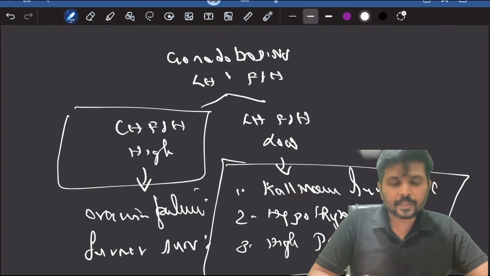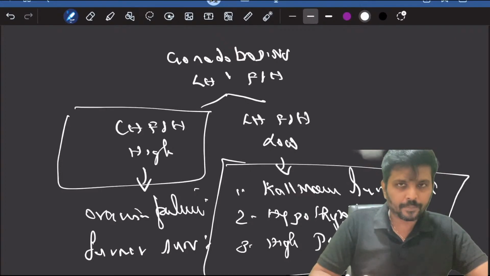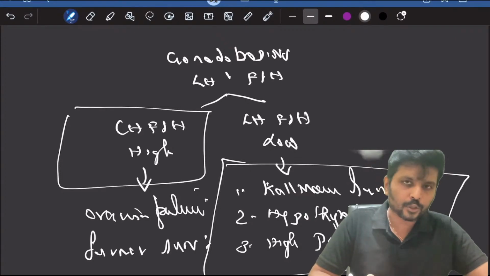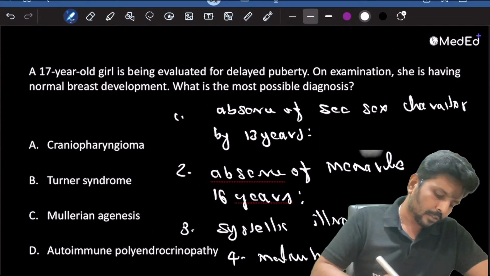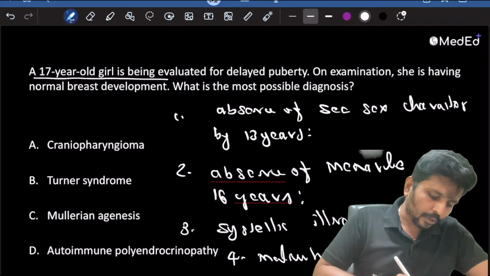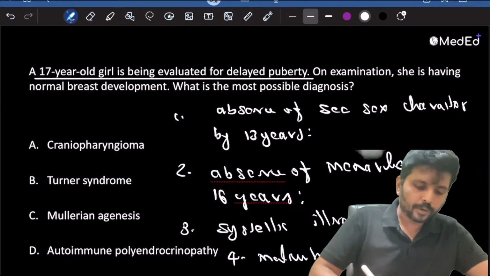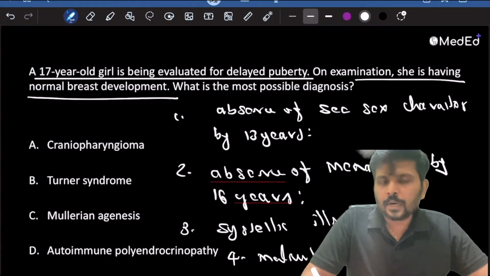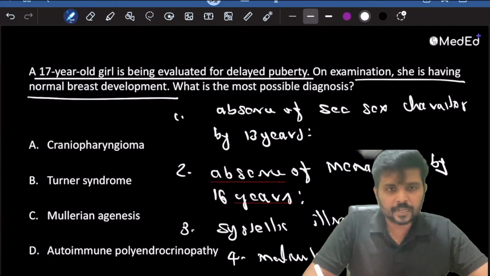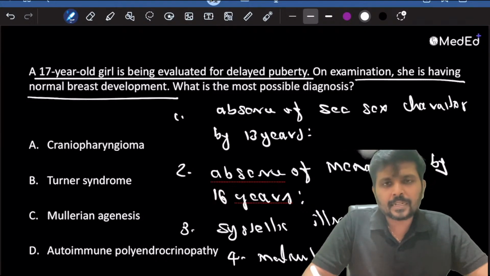In these conditions, there will not be any breast development. There will not be any secondary sexual characters. But one more condition. What is that one more condition? Look at this. A 17-year-old girl is being evaluated for delayed puberty. On examination, she is having normal breast development. Normal breast development means your LH and FSH are secreted, as a result of which puberty had occurred. Thelarche means puberty had occurred.